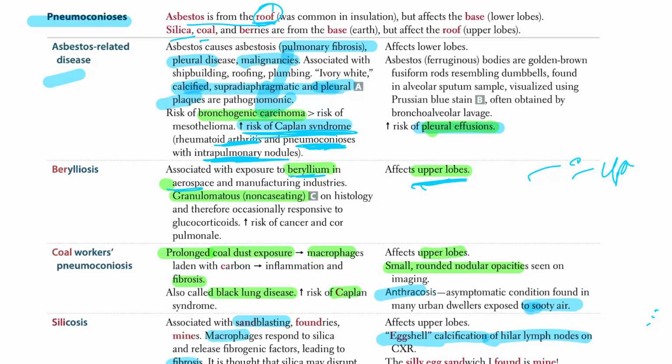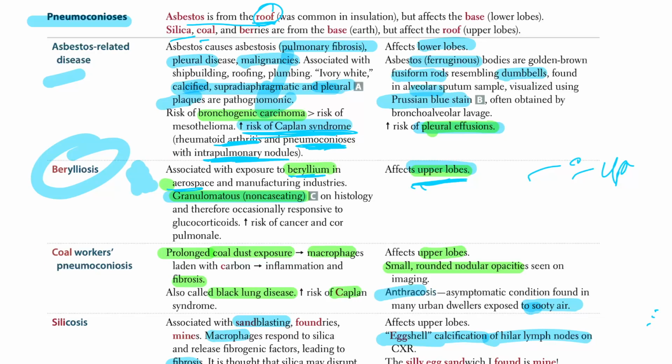You will see calcified pleural plaques again. Ferruginous bodies are seen, which are fusiform rods resembling dumbbells. They will be found in your alveolar sputum. High yield, stain with the Prussian blue stain. Okay. Berylosis, simple, beryllium granuloma disease, affects the lower lobes, and history is always high yield.